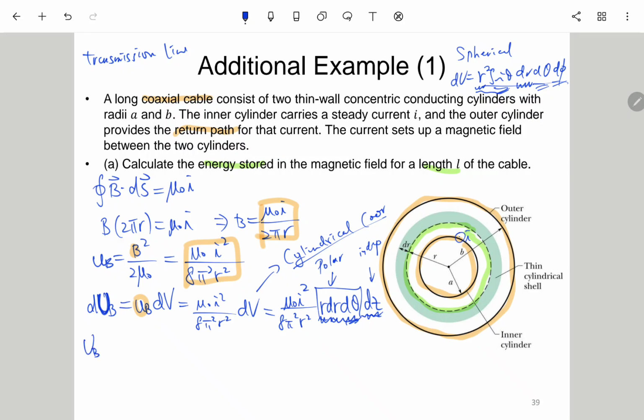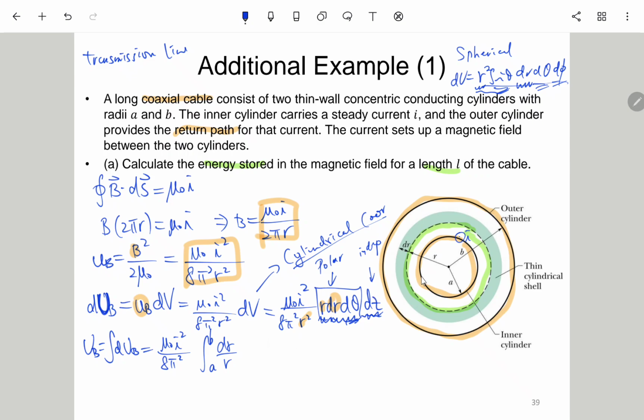Okay, so U_B will be the integration of dU_B. Okay, so we can just isolate everything. Okay, mu 0 I squared is a constant, and 8 pi squared is also a constant. So we just put all the constants in the front. Okay, it doesn't involve the integration. So here we only have r squared in the denominator, and then we have an r and then dr. So which means we have dr over r. Okay, so the range for this integration should be from a to b.